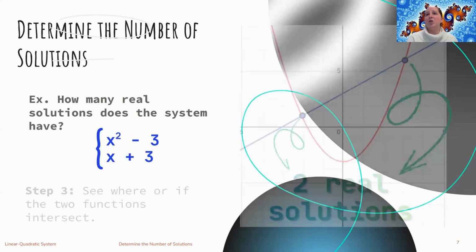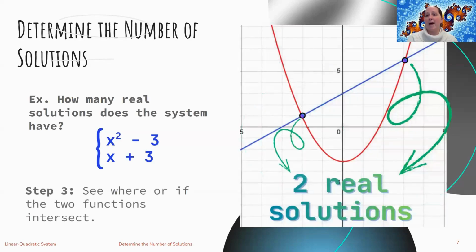And you can see that there are two points where we have contact. So those are the two points where the functions intersect, and they have two real solutions. In this case, it looks like x equals negative 2 and x equals positive 3. So those are the two solutions. You can also set these equal to each other, which we're going to talk about in a second, and solve them to get the same solutions.